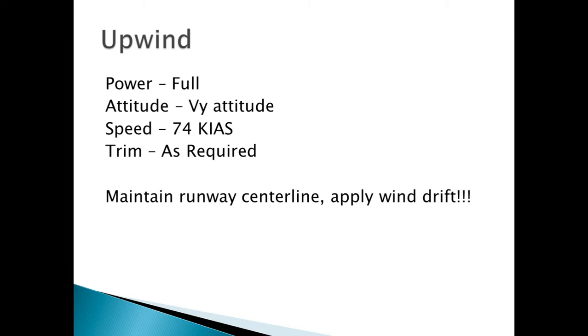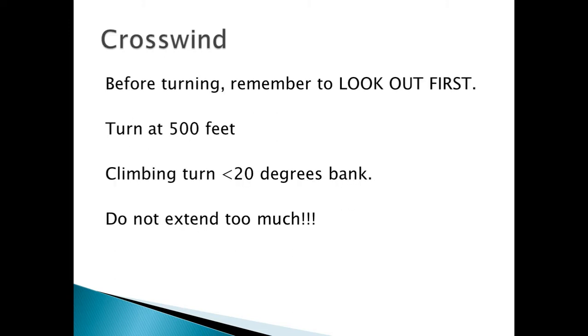However, you should maintain runway center line in a very strict fashion and apply wind correction if there is any wind. And when you are turning crosswind, remember to look out first. I was taught at 400 feet, begin your lookout, and at 500 feet, you should be about done, so you start turning. And remember, the turn is a climbing turn, so no more than 20 degrees of bank, please. And please, do not extend crosswind too much. I know people who level off at the circuit height, 1,000 feet, at crosswind, but most of the time they are way too far out.